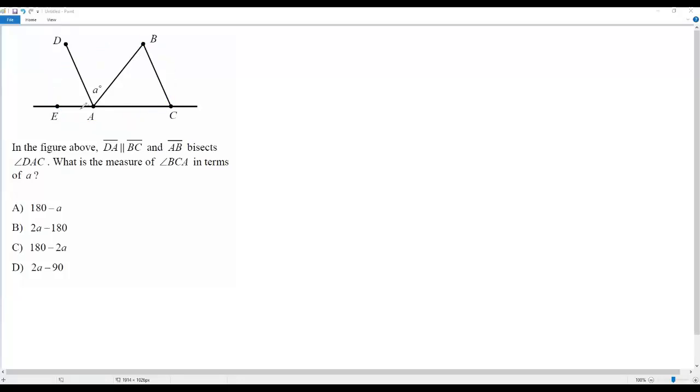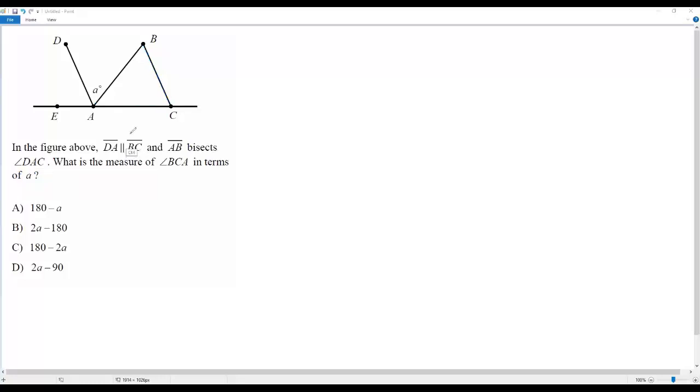In the figure above, line segment DA and line segment BC are parallel, and line segment AB bisects the measure of angle DAC. That means that the measure of angle DAC over here has been divided into two equal parts by the line segment AB. Bisection divides the angle measure into two equal parts. So we have to find the measure of angle BCA in terms of A.